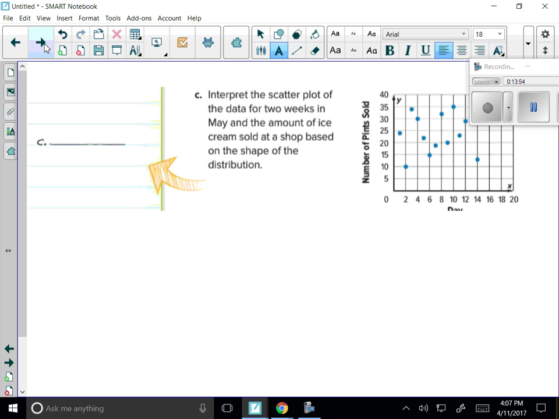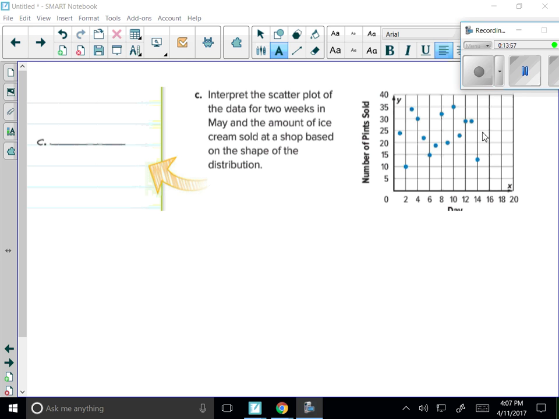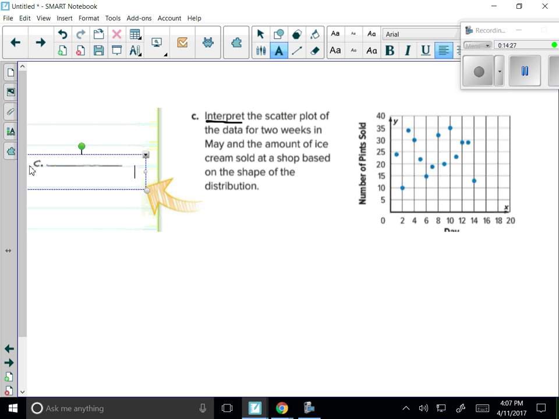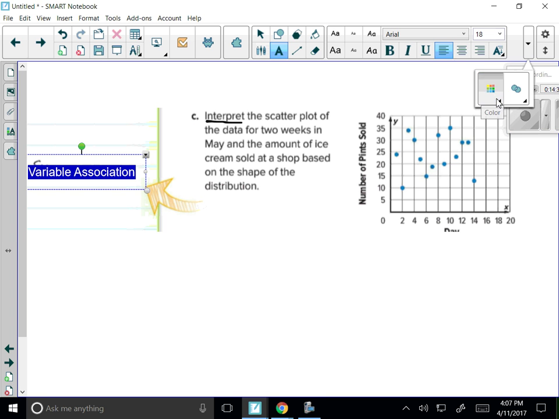Okay, let's go ahead and look at this one. Now, when I say scatter plot, this is the type of thing I think about, because these really do look scattered. We are trying to interpret these, which means to explain to me like I cannot see this graph. It says interpret the scatter plot of the data for 2 weeks in May and the amount of ice cream sold at the shop based on the shape of the distribution. So the first thing that we looked at on the last 2 examples was a variable association. And remember, the variable association is trying to figure out, is it going upwards or downwards?